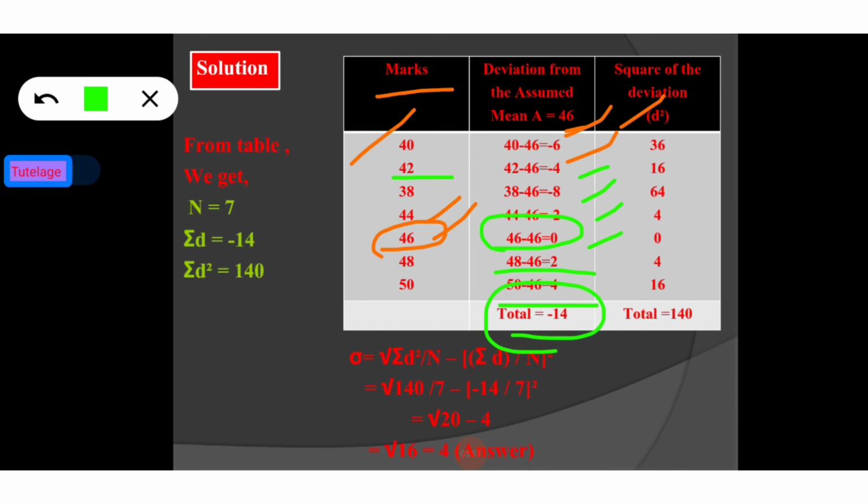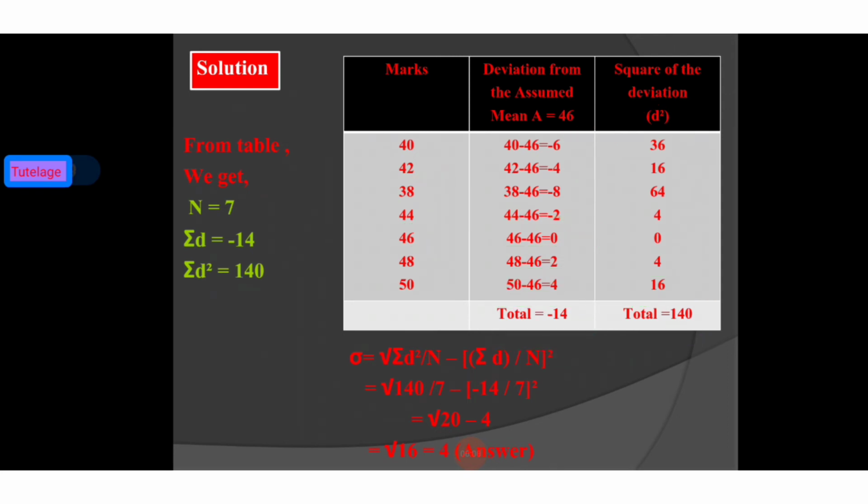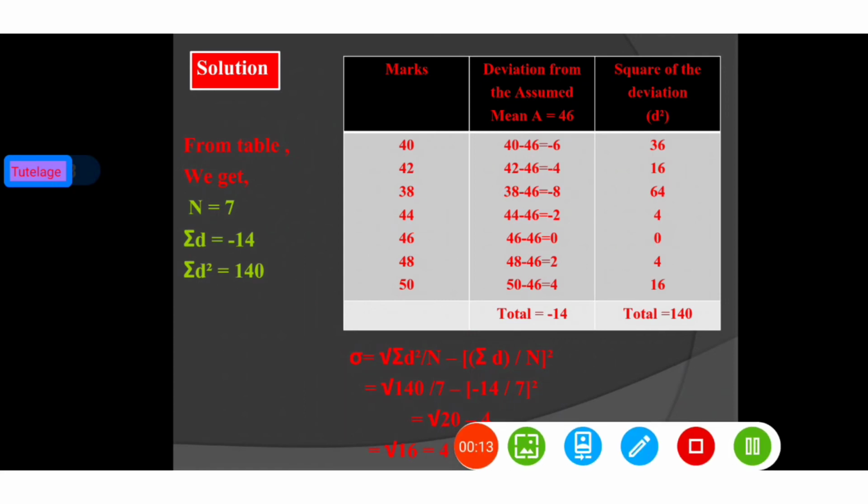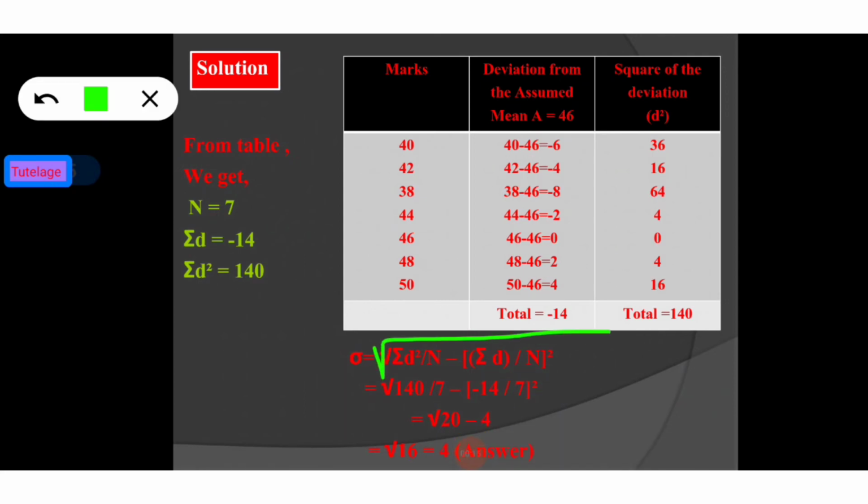And now going to the last column, which indicates the squares of the deviation, that means the square of minus 6, that means 36, 16, 64, 4, 0, 4 and 16, and the total is 140. And the formula of the standard deviation, that is sigma, is equals to root over summation d square divided by small n. Okay. So there is no frequency, so that's why small n is equals to 7.